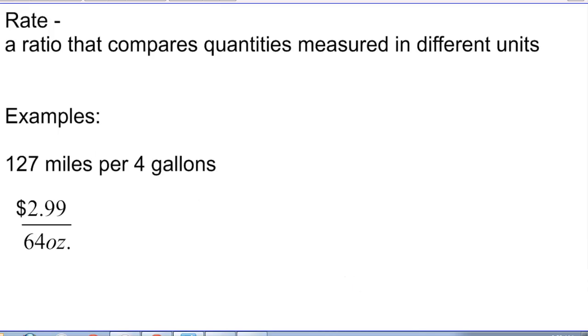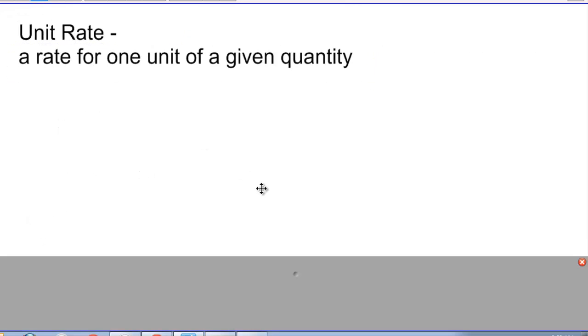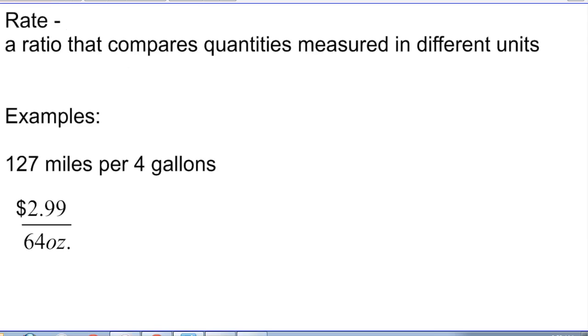And the thing that we usually do with rates is we usually try to find what's called a unit rate. A unit rate is just a rate for 1 unit of a given quantity. So if I look back at my examples from the last one, 127 miles per 4 gallons, usually what we want to do is simplify this and figure out, well, how many miles can I go per 1 gallon? That would be a unit rate. And that's how we compare the miles per gallon, or the fuel efficiency, for different cars.